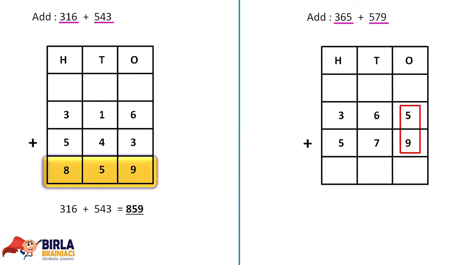First, let us add ones. 5 ones and 9 ones. If you add, you will get 14 ones. Correct? 14. There are 2 digits here. We cannot write 14 here. So how to write this? 14 is nothing but 10 plus 4.